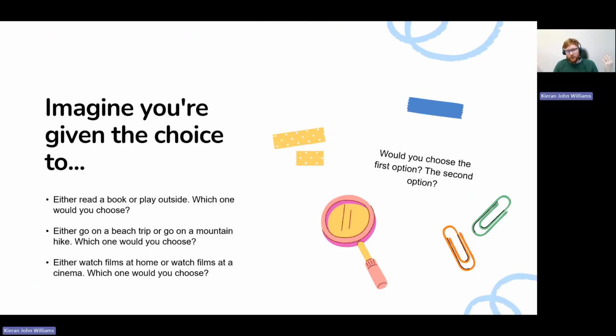So imagine you're given a choice. Okay, so this is a bit of self-reflection. You've got the choice to either read a book or play outside. So which one would you do? Would you choose the first option or would you choose the second option?